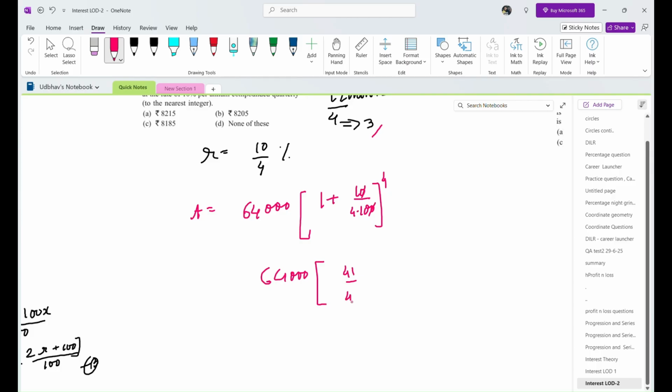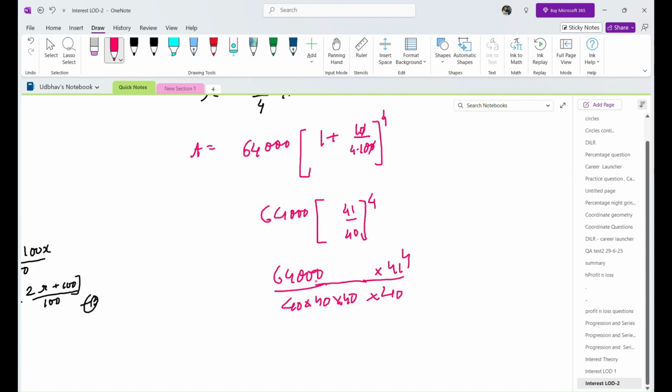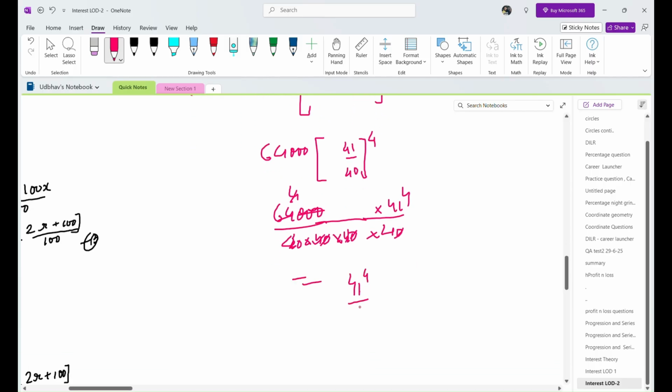One upon 40, 4 power 4 equals to, no. We can write it like 64,000 upon 40 into 40 into 40 into 41 power 4. 3 zeros will get cancelled. 16 4 4 1 more 4, so it will be 41 power 4 divided by 4.